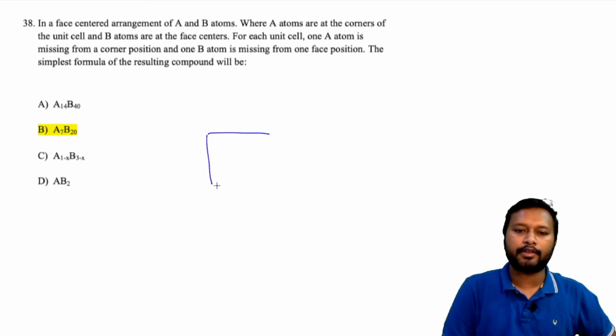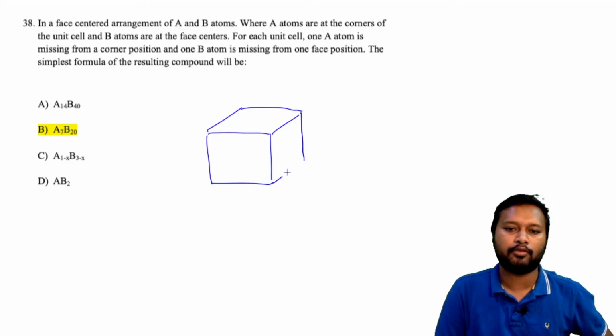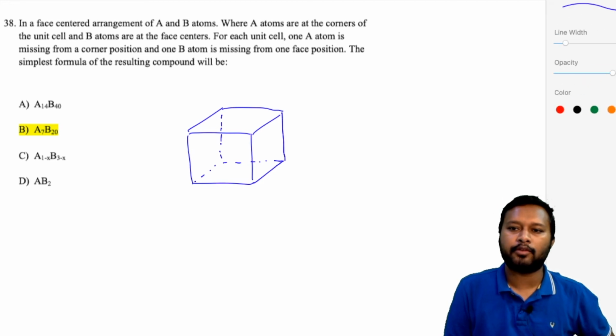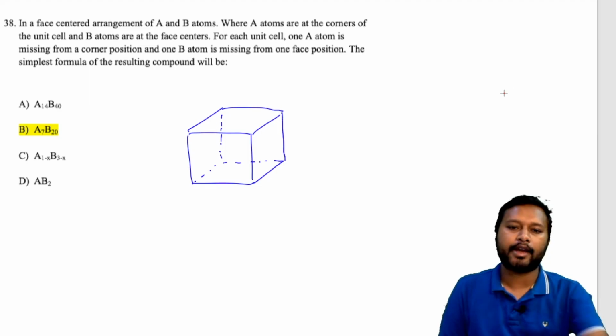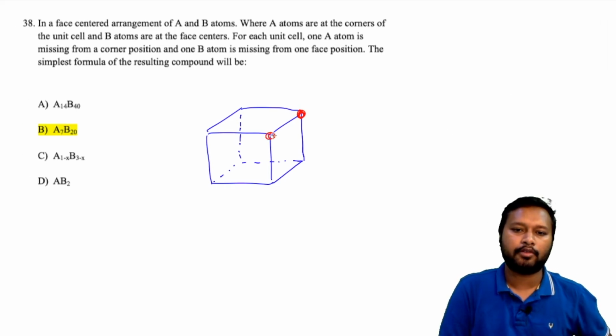So let's draw this in a cube. So we have this cube. Here in this particular cube, I'll use different colors to explain this. So we have atoms at the corner. Let's say these are the atoms at the corner.